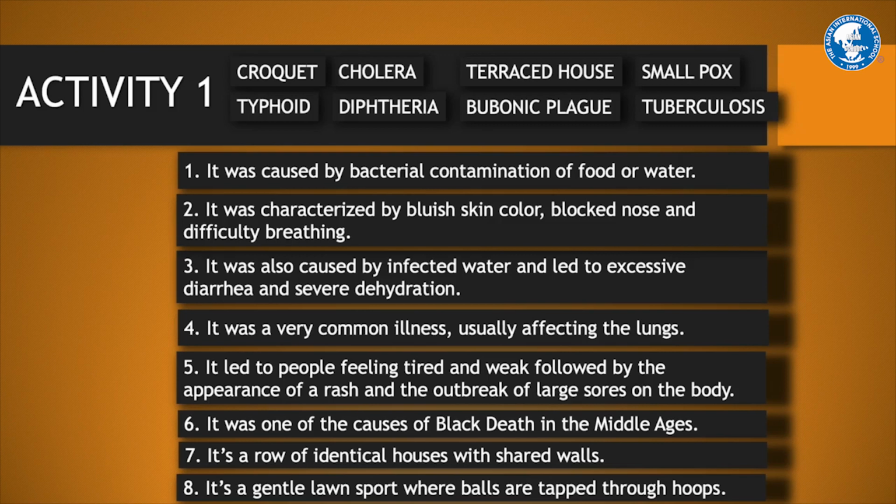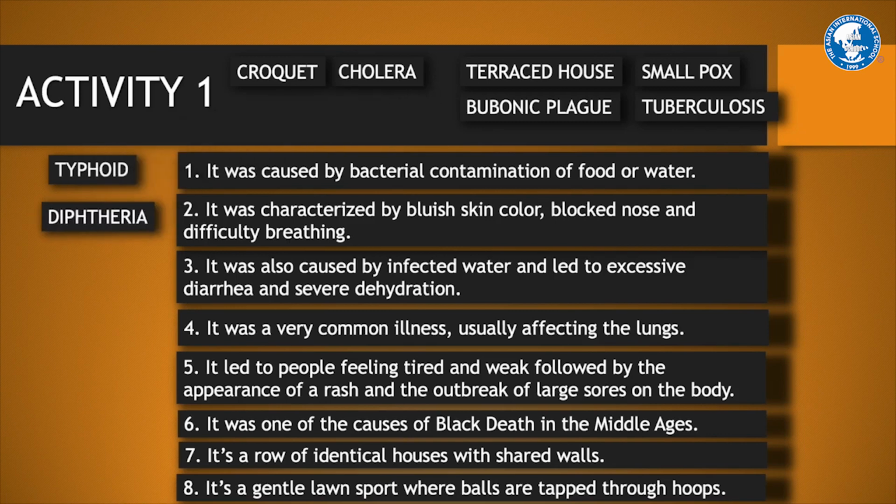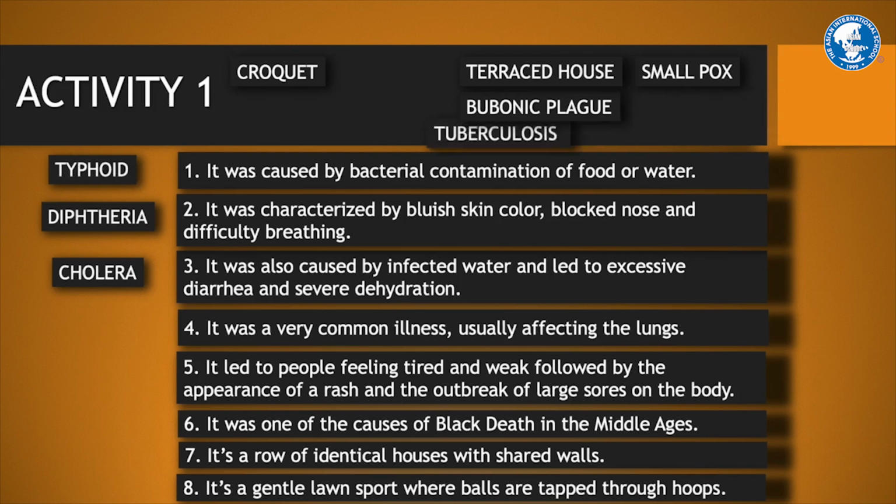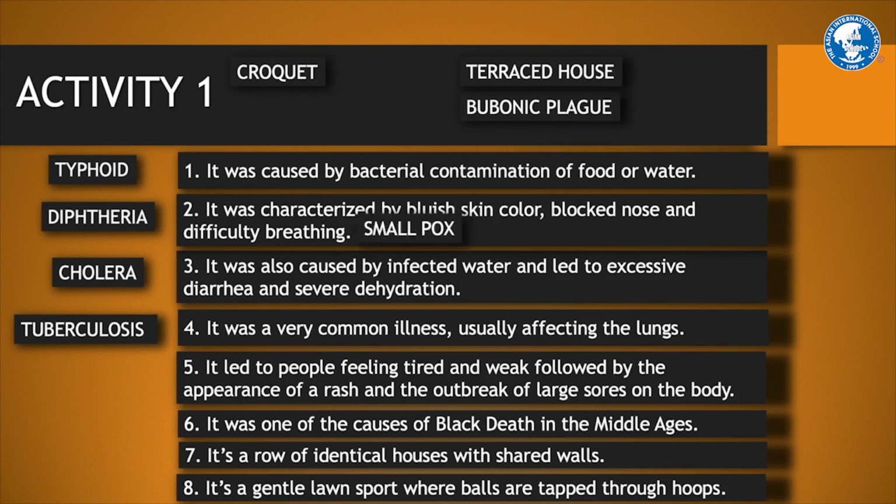Okay, now let's check your answers. For number 1, it was caused by bacterial contamination of food or water. That's typhoid. Number 2, it was characterized by bluish skin color, black nose, and difficulty breathing. That's diphtheria. Number 3, it was also caused by infected water and led to excessive diarrhea and severe dehydration. That's cholera. Number 4, it was a very common illness, usually affecting the lungs. That's tuberculosis. And number 5, it led to people feeling tired and weak, followed by the appearance of a rash and the outbreak of large sores on the body. That's what we call smallpox.